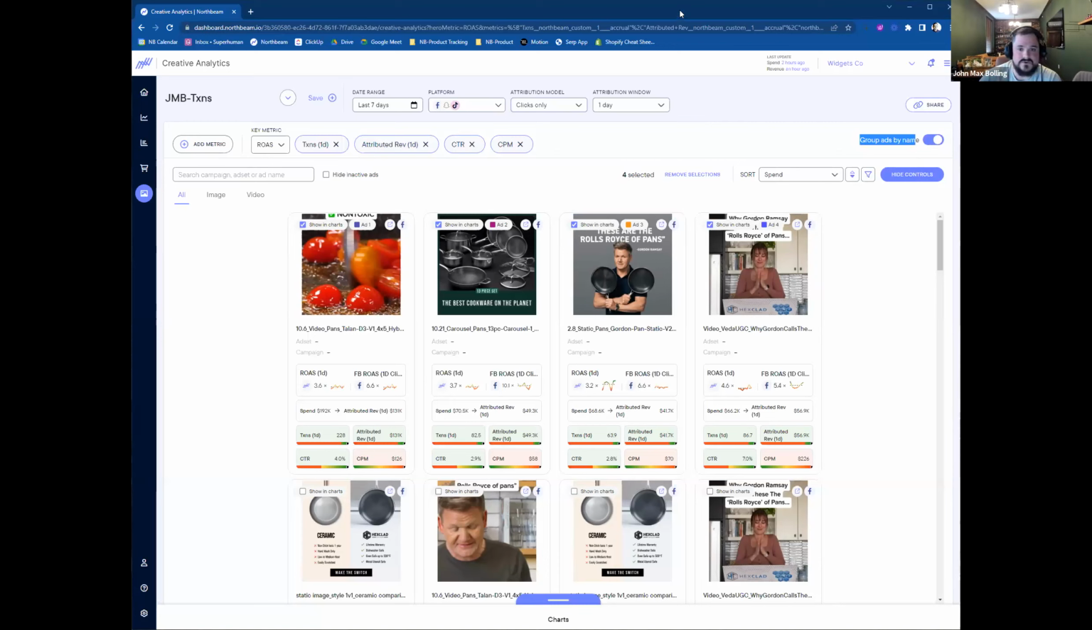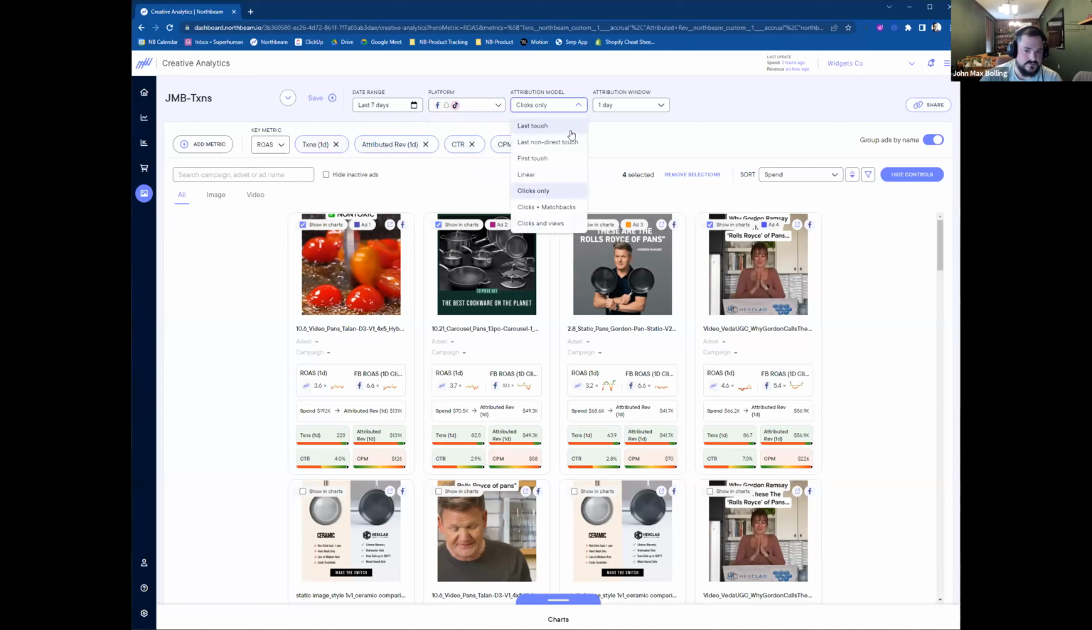So getting into creative analytics, when you first experience it, you've got this top navigation bar, which allows you to select the date range that you're wanting to look at. It allows you to individually select or select all platforms currently available. Right now we have Facebook, Snapchat, and TikTok. I know this question comes up often. We are working on additional platforms as well, and we'll roll those out as we are able to.